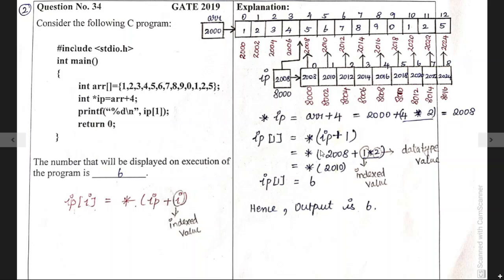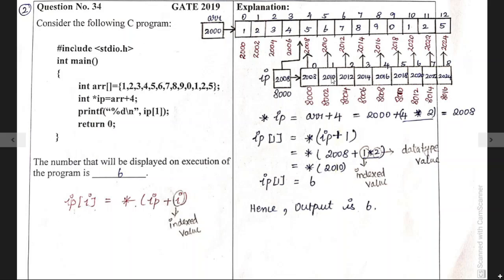by using this formula: IP of I is equal to star of IP plus I. This I is the indexed value, and this IP is the pointer variable. For applying this, IP of position 1, this 1 is the indexed value, equal to star of IP plus 1. Here I need to multiply the data type size into the indexed value. That is what I have done here. Initially, the IP pointer variable holds 2008 as an address plus indexed value 1. So I need to multiply the data size into the indexed value. 1 into 2, I got 2. 2 plus 2008, finally I got 2010.